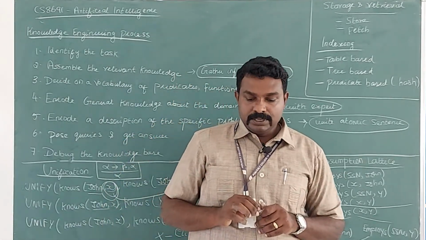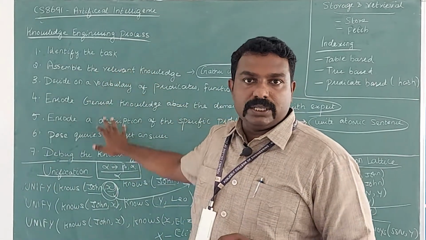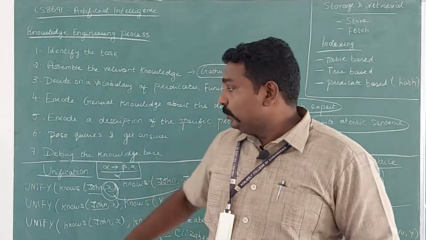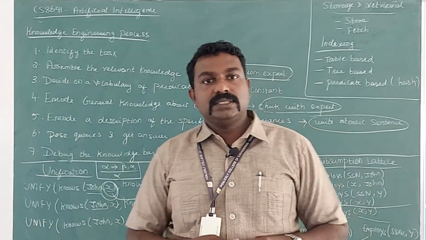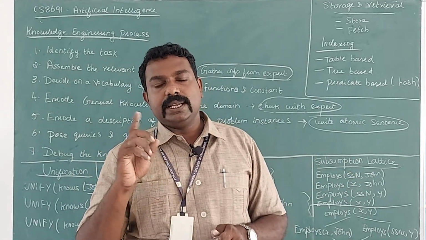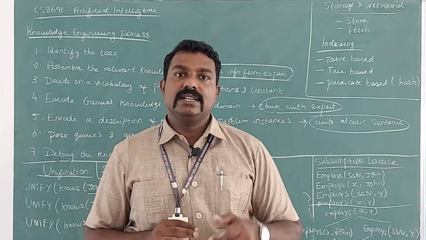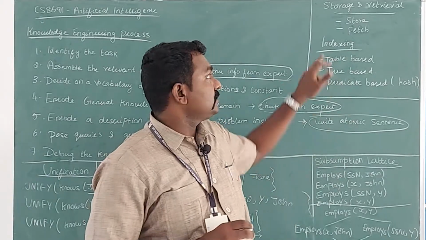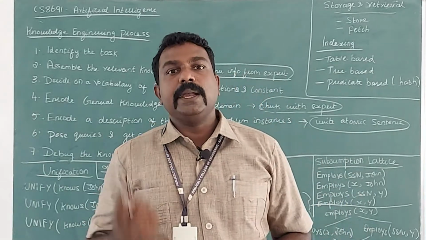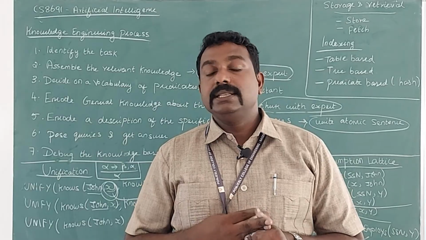Okay. So dear students, in today's class, I have taught you the 7 steps involved in the knowledge engineering process. I have taught you one of the inference methods, that is unification. I have taught you the subsumption lattice, and how information can be stored. And I have also taught you there are 3 types of indexing, like table, tree, as well as predicate, and the 2 functions used to store and retrieve the information, store and fetch. In the next class, I am going to teach you the remaining inference models, like forward chaining, backward chaining, and resolution.